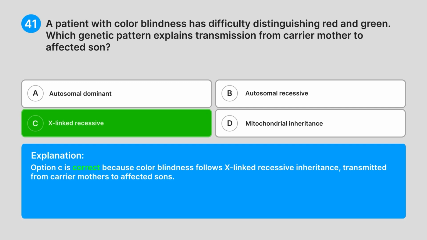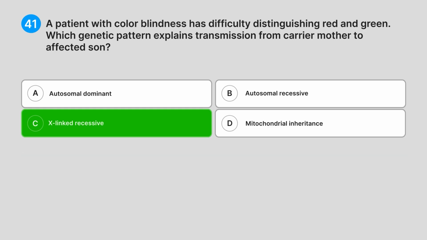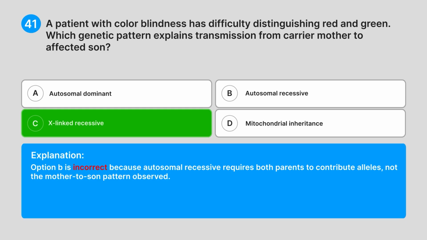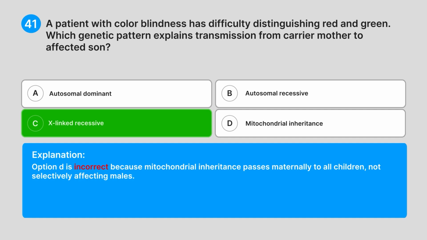Explanation: Option C is correct because colour blindness follows X-linked recessive inheritance, transmitted from carrier mothers to affected sons. Option A is incorrect because autosomal dominant inheritance would affect both sexes equally, not predominantly males. Option B is incorrect because autosomal recessive requires both parents to contribute alleles, not the mother-to-son pattern observed. Option D is incorrect because mitochondrial inheritance passes maternally to all children, not selectively affecting males.